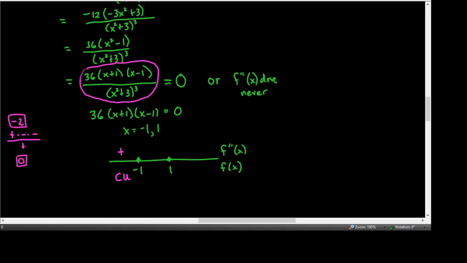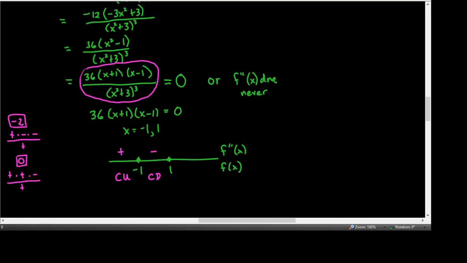Now pick a number between negative 1 and 1, like 0. Let's do that one. 36, of course, is positive. 0 plus 1 is positive. 0 minus 1 is negative. 0 squared plus 3 is 3. 3 cubed is 27, which is positive. Positive times negative divided by positive is negative. So between negative 1 and 1, the function will be concave downward.